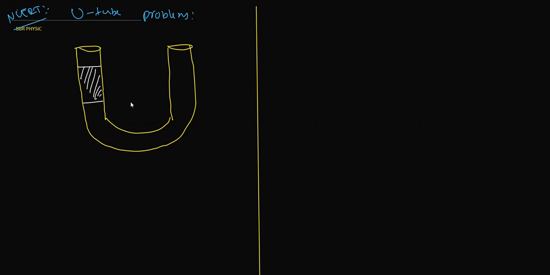Next, up to here, they fill another liquid. Some other liquid they fill. Then one more liquid they fill from here to here. In the question, this liquid is CCl4, this liquid is mercury, and this liquid is water.